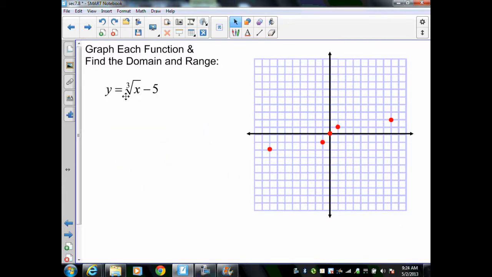Now I want to continue with the cube root of x minus 5. I have plotted the y equals the square root of x on previous slides. This is going to be a very similar process, except I'm going to use the family of functions y equals the cube root of x. I have the ordered pairs plotted already. The cube root of 0 is 0. The cube root of 1 is 1. The cube root of 8 is 2. The cube root of negative 1 is negative 1. The cube root of negative 8 is negative 2. Therefore, I can plot these points.